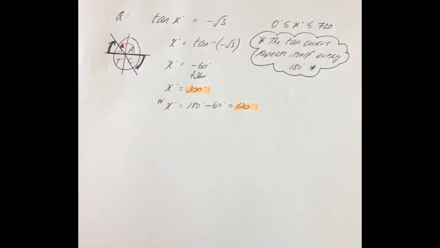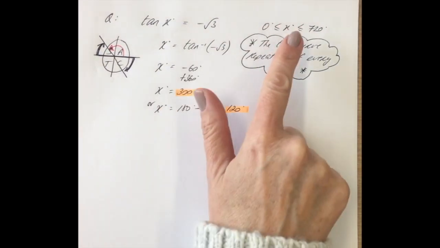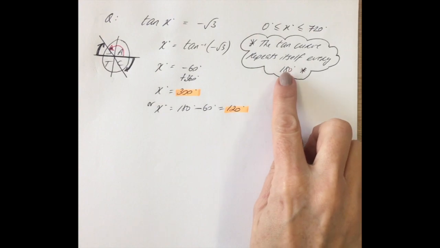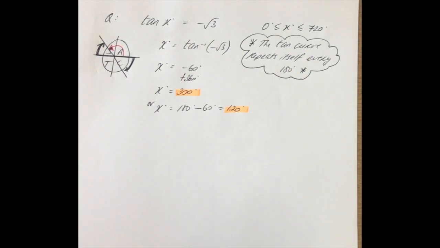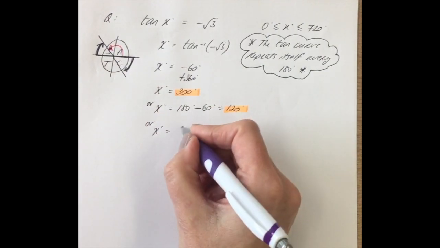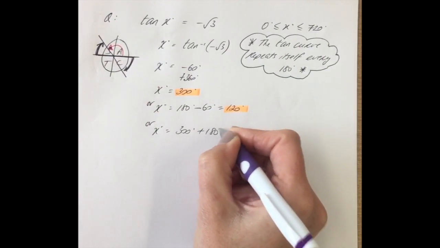Perfect. Okay. So now we want multiple solutions, so we have to consider how often the tan graph repeats itself. Given the tan curve, it's the only one that repeats itself every 180 degrees. In order for me now to get multiple solutions, I'll take my two main solutions and add on 180 degrees.